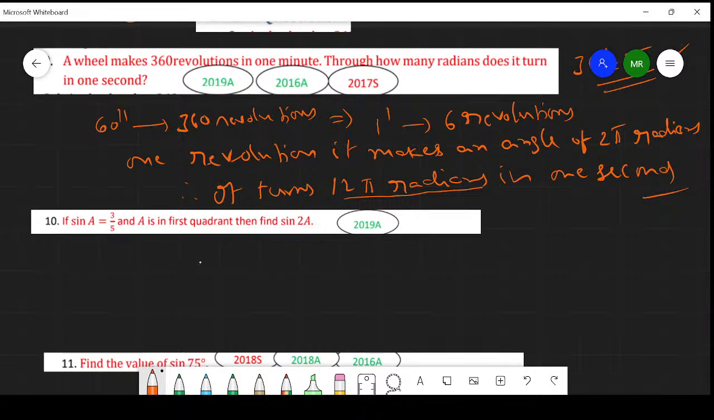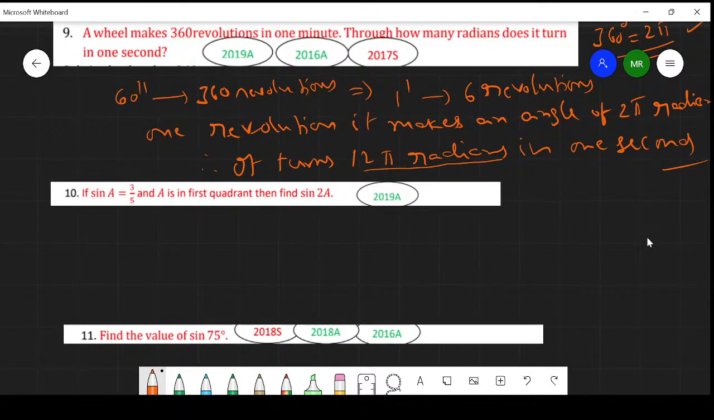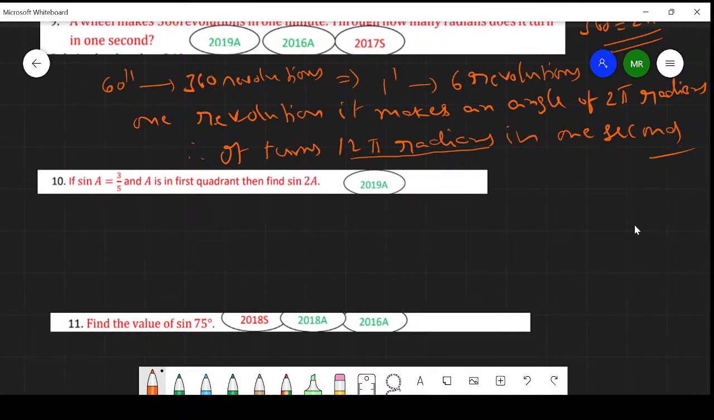If sin A is equal to 3 by 5, A is in the first quadrant, then find sin 2A. They are given sin A equal to 3 by 5, and A is in the first quadrant. In the first quadrant, all trigonometric functions are positive.